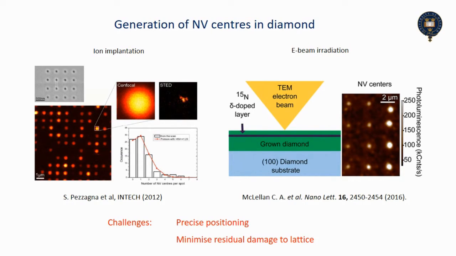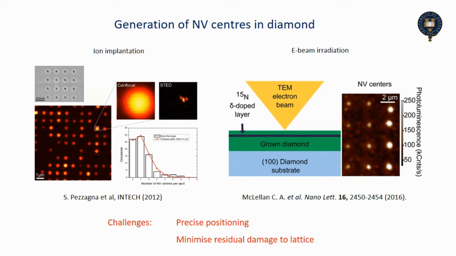Electron beam irradiation, on the other hand, is a gentler process that creates less residual damage. To achieve the lateral positioning accuracy, you can use a focused electron beam, such as in a TEM, and for the depth positioning, you can delta dope your diamond with nitrogen.